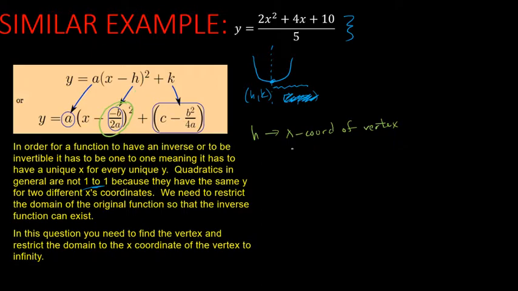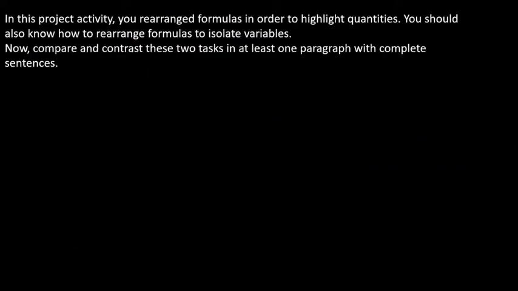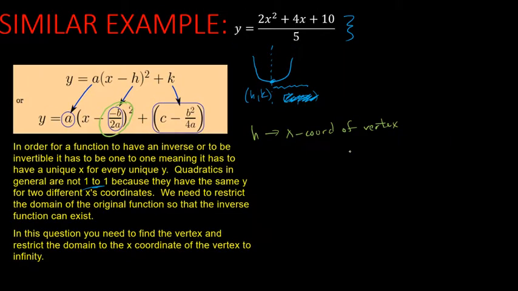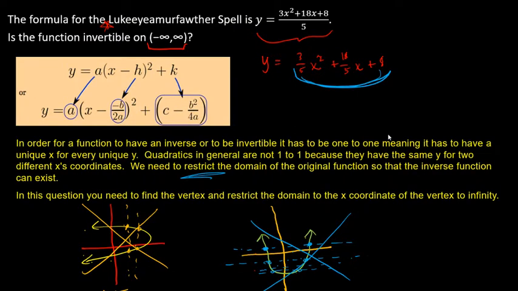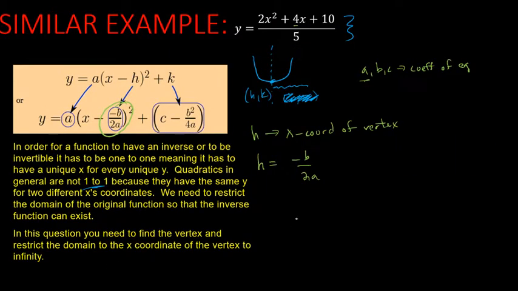So h is equal to, sorry about that. H is equal to negative b over 2a. So remember, a, b, and c are the coefficients in my equation, where a is the coefficient of the x squared term, b is the coefficient of the x term, and c is just the constant term, okay? So let's figure out what my a, b, and c are.